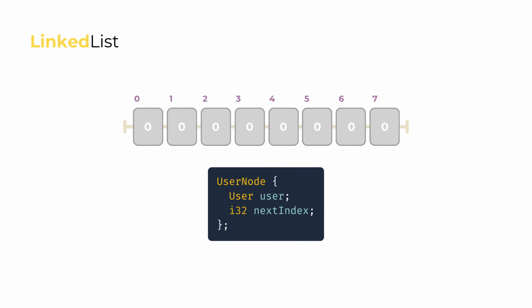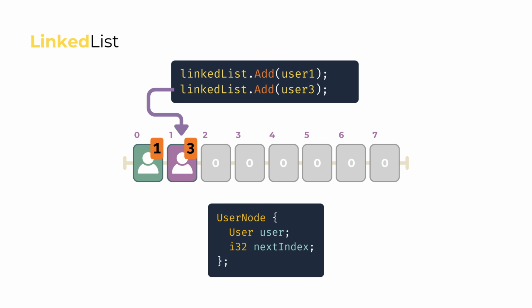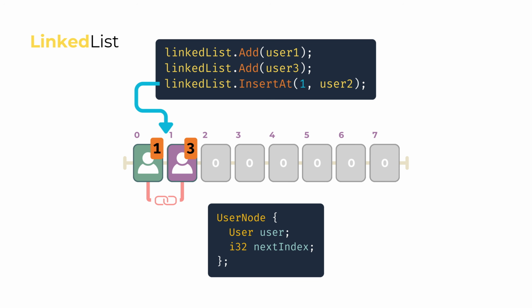So if I start with my linked list and my underlying array empty, the first user I add just goes into index 0 in the array. Then let's say we want to add another user, which I'll call user 3. Don't worry, it's for a good reason. In addition to adding user 3 to the underlying array, I set the next index field of user 1 to the index of user 3, essentially linking user 1 to user 3. This might seem pointlessly complicated until I try to insert a user in between user 1 and user 3.